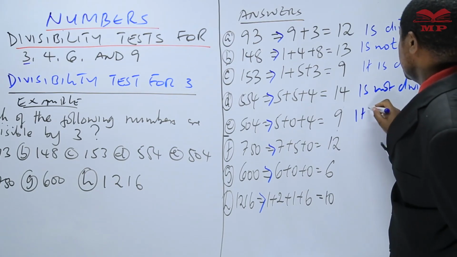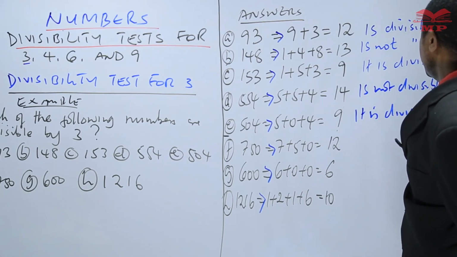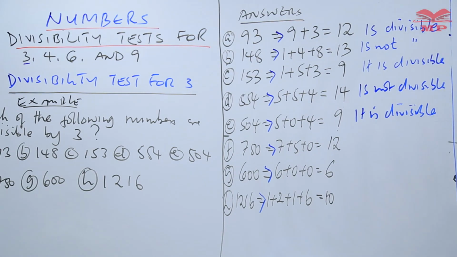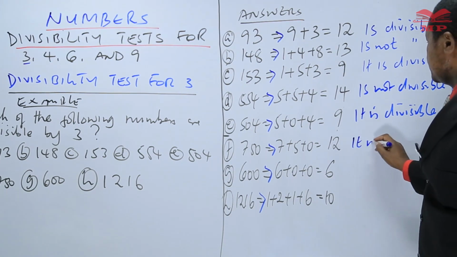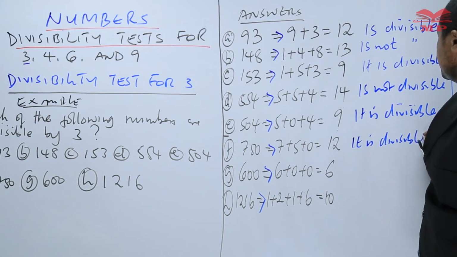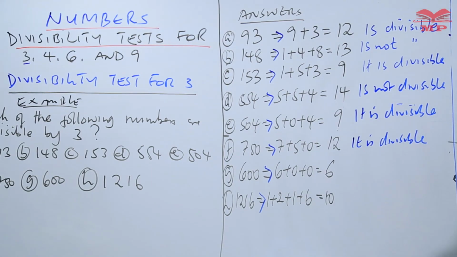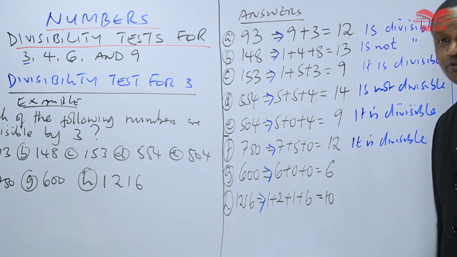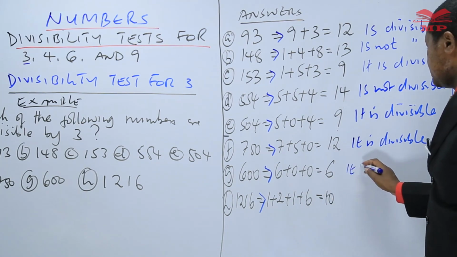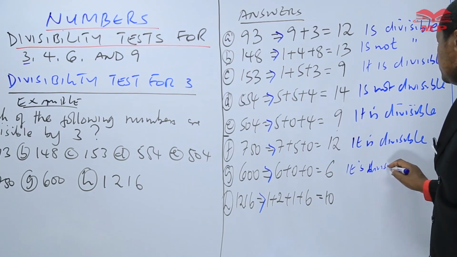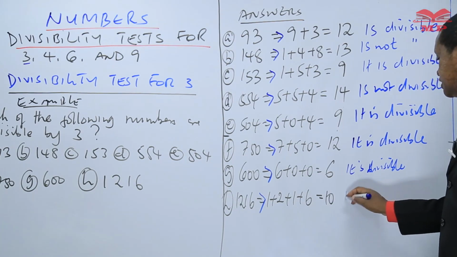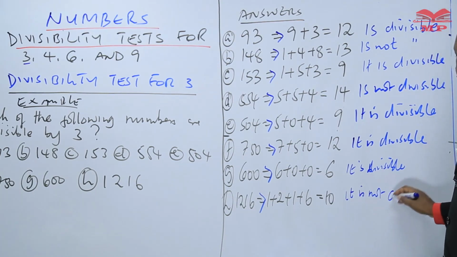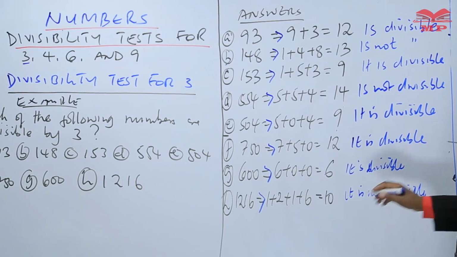9 is divisible by 3. How about 12? Is 12 divisible by 3? Yes, 12 is divisible by 3 because 12 divided by 3 gives us 4. So this one is divisible by 3. Then 6, of course 6 is divisible by 3. 6 divided by 3 will give us 2. So this one is divisible by 3. Then 10 is not divisible by 3.